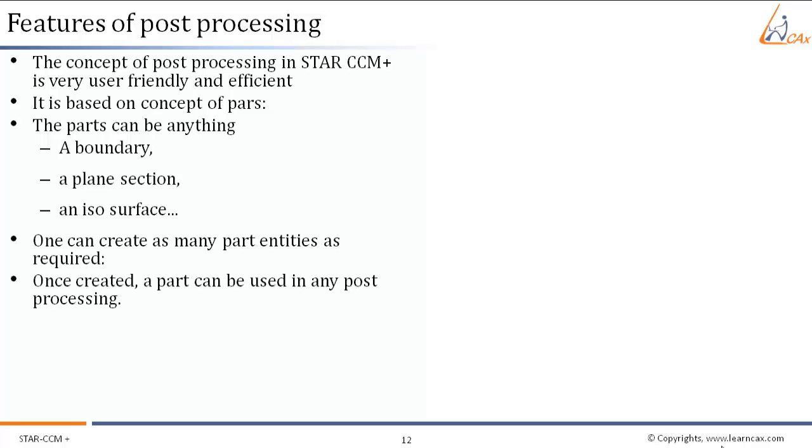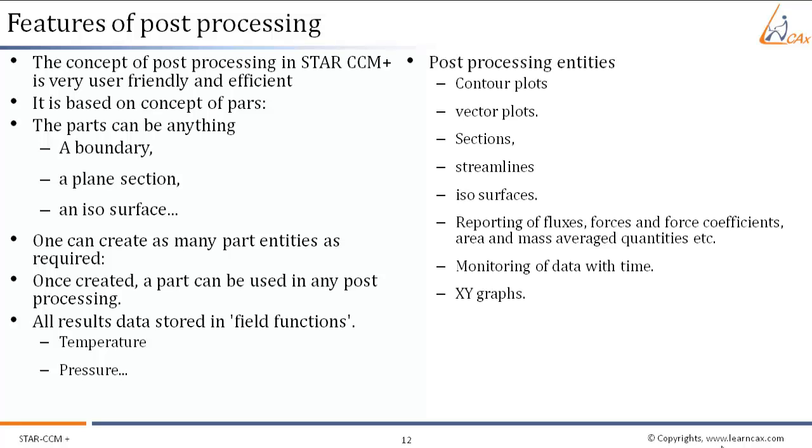All results to be seen are put into field functions. A field function can be temperature, velocity, pressure, etc. Once we create parts and have field function, we can plot the field function in any form on any part. The various forms of results can be contour plots, vector plots, streamlines, ISO surfaces.